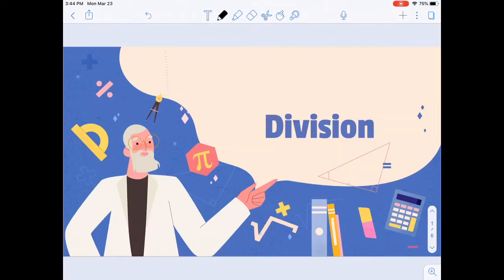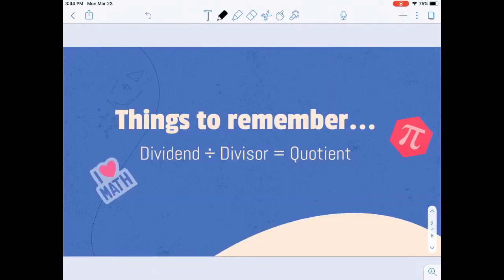Everyone, it's Miss Witten. Today we're going to talk a little bit about division. A couple of things to keep in mind while we are reviewing division are the vocab words and how a division problem is going to be set up.